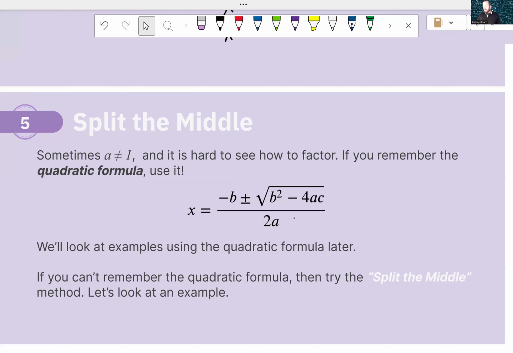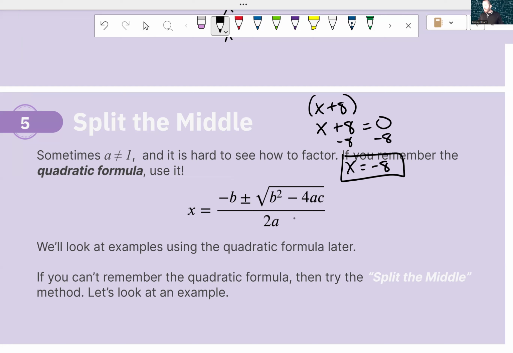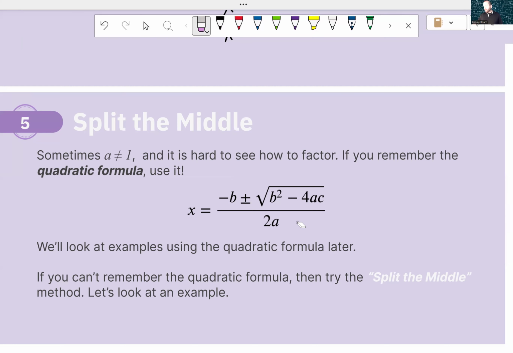So in one of those previous problems, x plus 8 was one of our factors, or maybe it was x minus 8. Anyway, if one of our factors is x plus 8 and we set it equal to 0, we can subtract 8 on both sides and we get x equals -8. When we do the quadratic formula, we get this answer here. We do not get the factored answer. We get what x equals right away. So this is our quadratic formula.